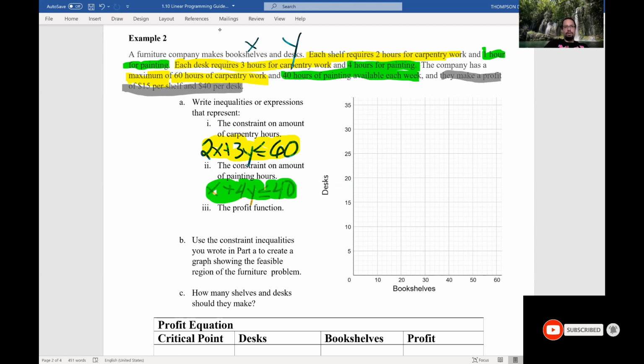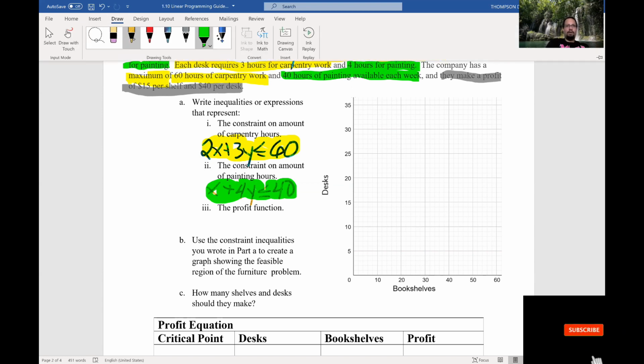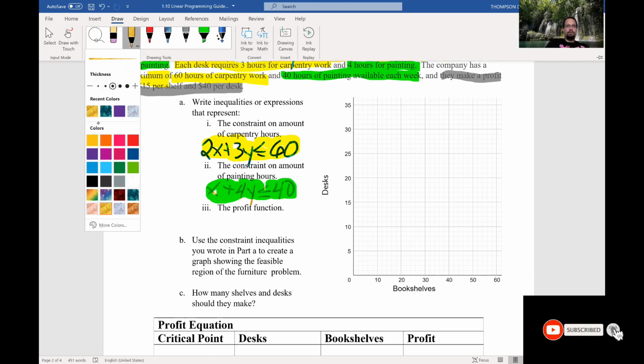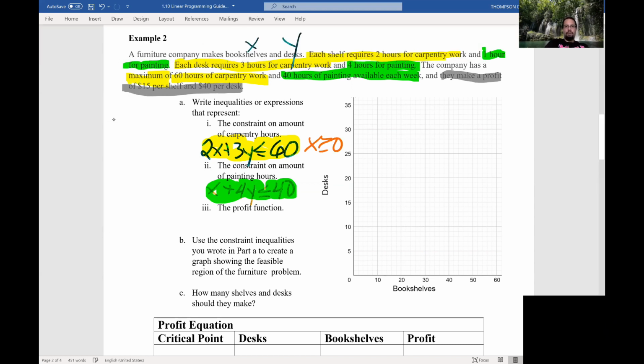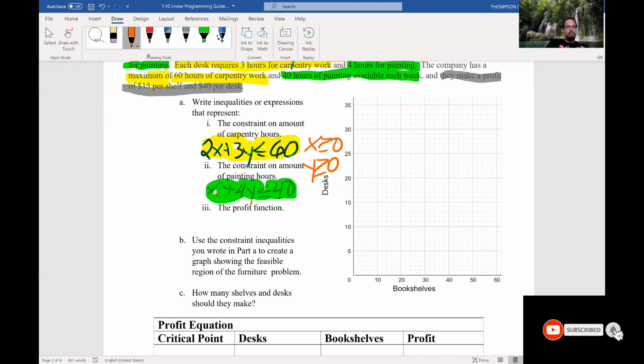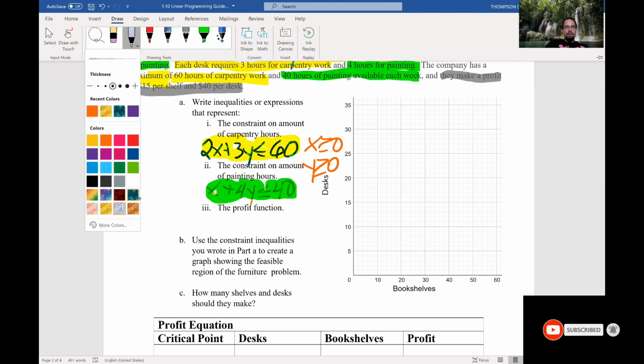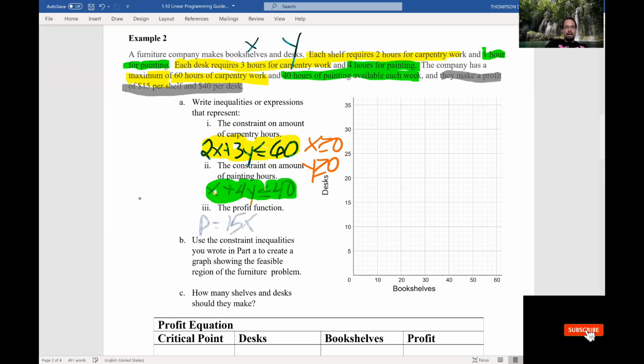This is also a real world situation, so we can't have negative desks, so we're going to have to add in the inequalities, and we'll do that in orange. X is greater than or equal to 0, and Y is greater than or equal to 0. And then we want the profit function. So they make $15 per shelf and $40 per desk. We'll do that in silver. So that's P equals 15X plus 40Y.